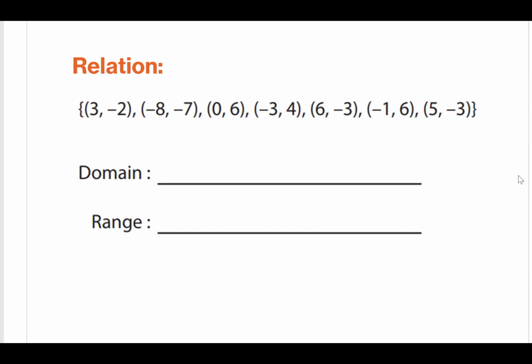So the first type of problem you can get is a relation. So el primer tipo de problema tú puedes recibir es una relación. Okay, the first step is you need to label. So el primer paso es necesitas escribir los nombres, right? The names. So 3 is X, -2 is Y. That's your first point. Next point, -8 is X, -7 Y, and then continue.